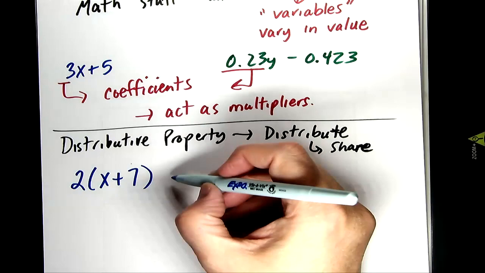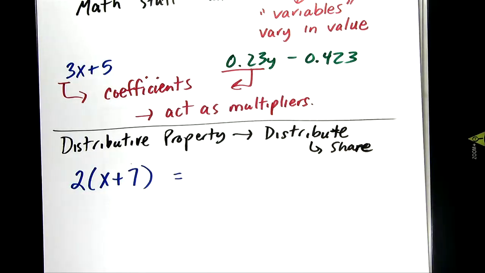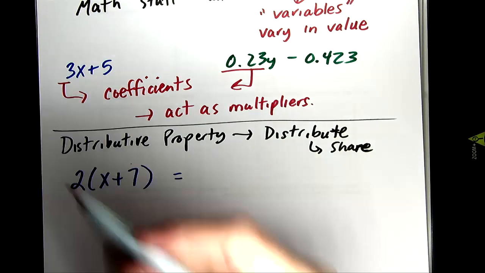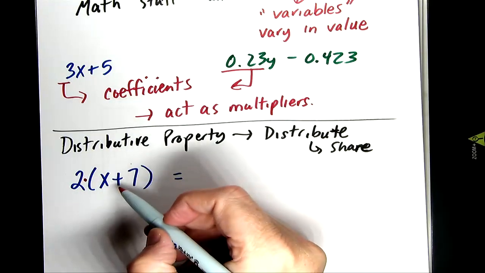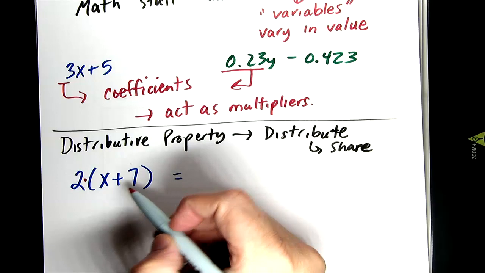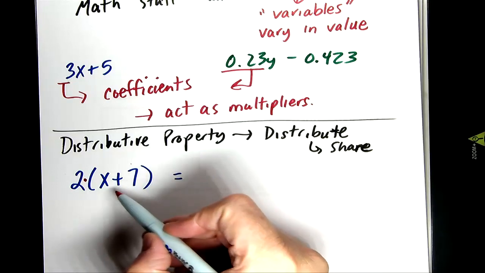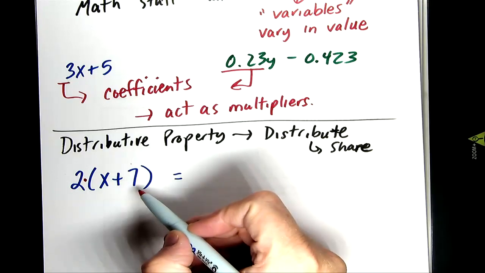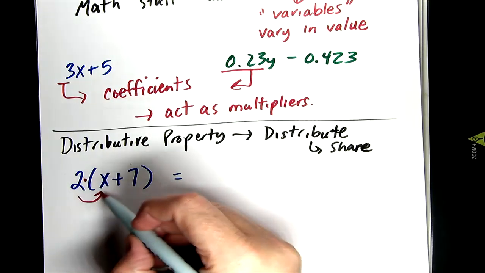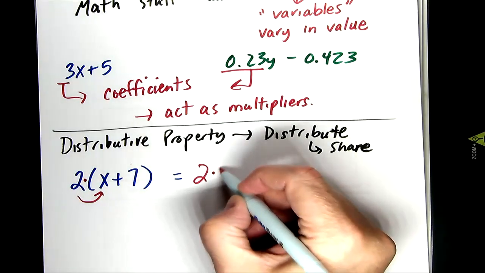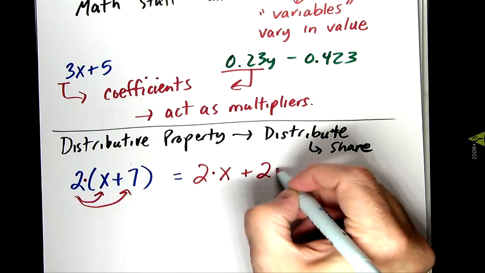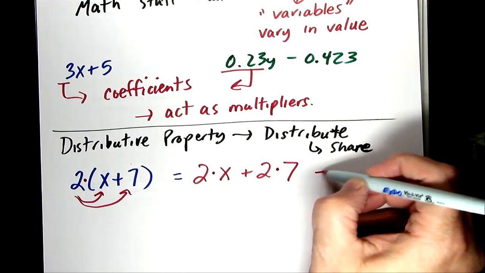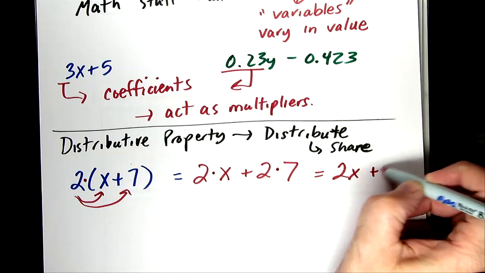What this means is to take the 2, it's out in front, so this is like multiplication. We don't know what x is here, so we can't do the order of operations where we would add x and 7 together. Instead, we multiply it by each thing inside. So this would turn into 2x plus 14.